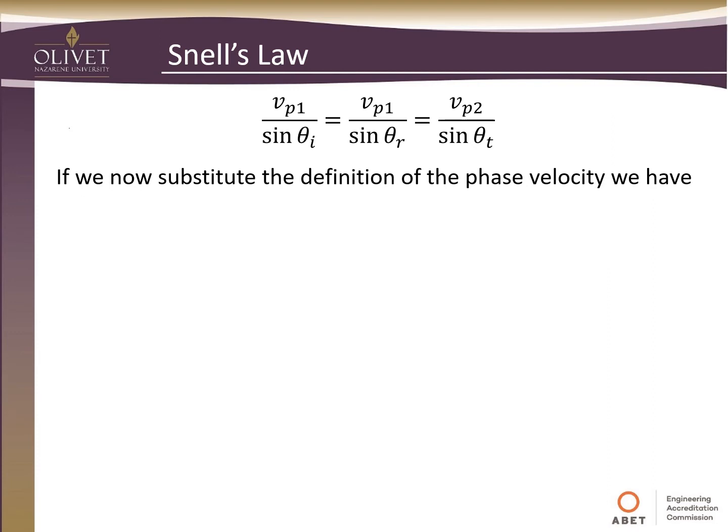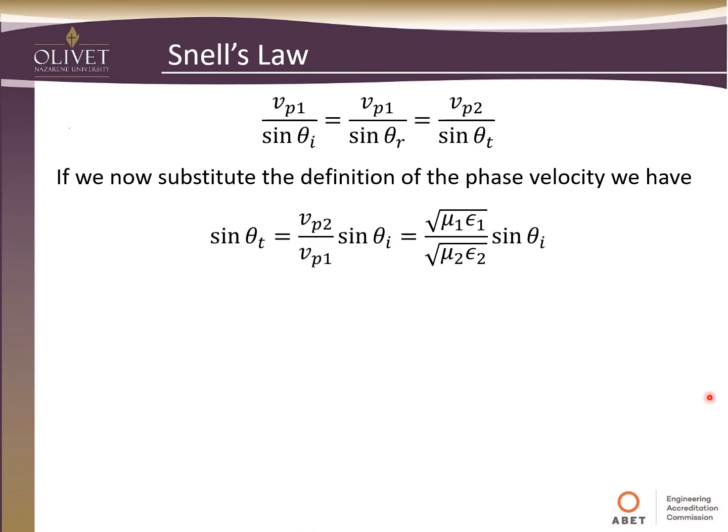So if we now substitute the definition of phase velocity into these equations, what we're going to see is we can solve for the sine of this transmitted angle. It's the ratio of the phase velocities times the sine of this incident wave angle. And so again, if we put the definitions of those in, we see again it's going to be a ratio of the characteristics of the material.